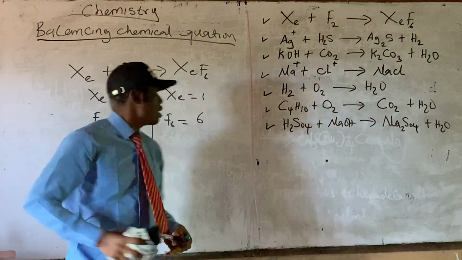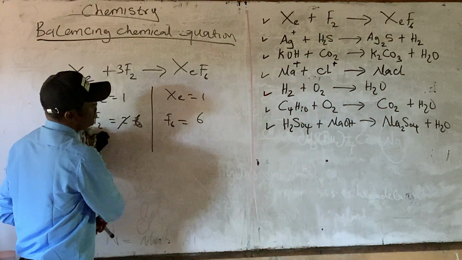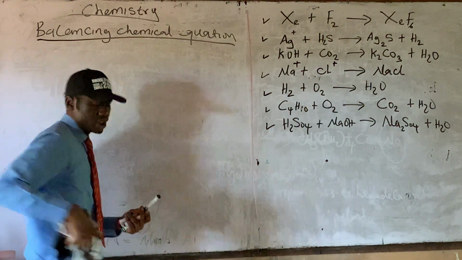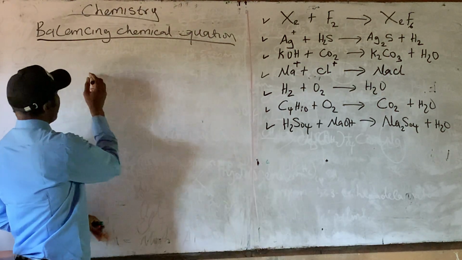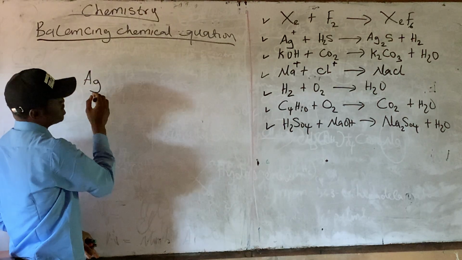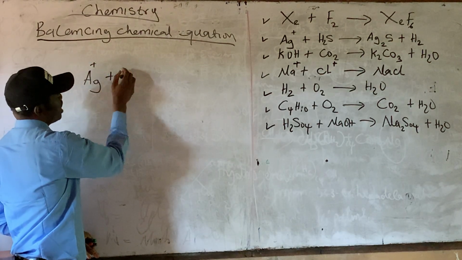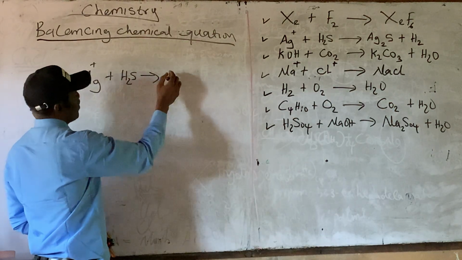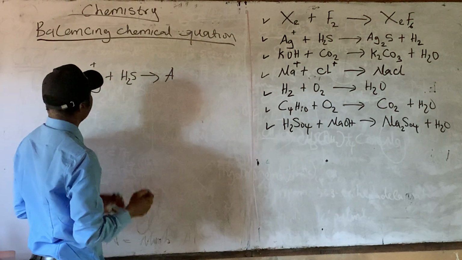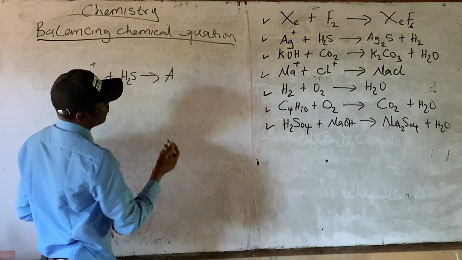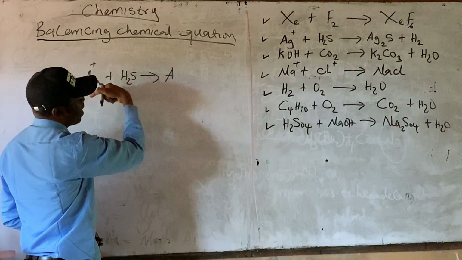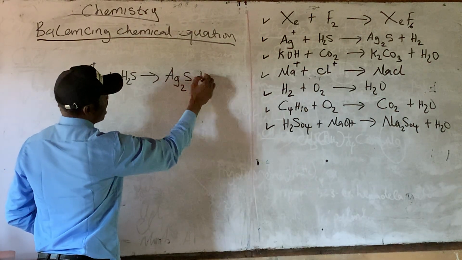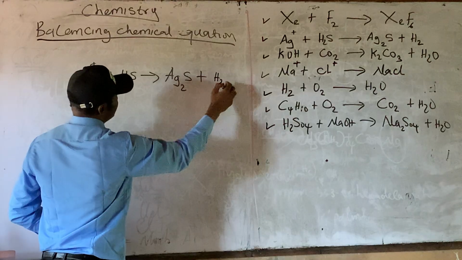Another equation now. Should I clean up here so that I can have big space? Yes. Alright, let me clean up. We'll pick the next equation. We have silver reacting with hydrogen sulfide. And when silver reacted with hydrogen sulfide, the sulfide combined with the silver to form silver sulfide. And then we have hydrogen. That means hydrogen was displaced.